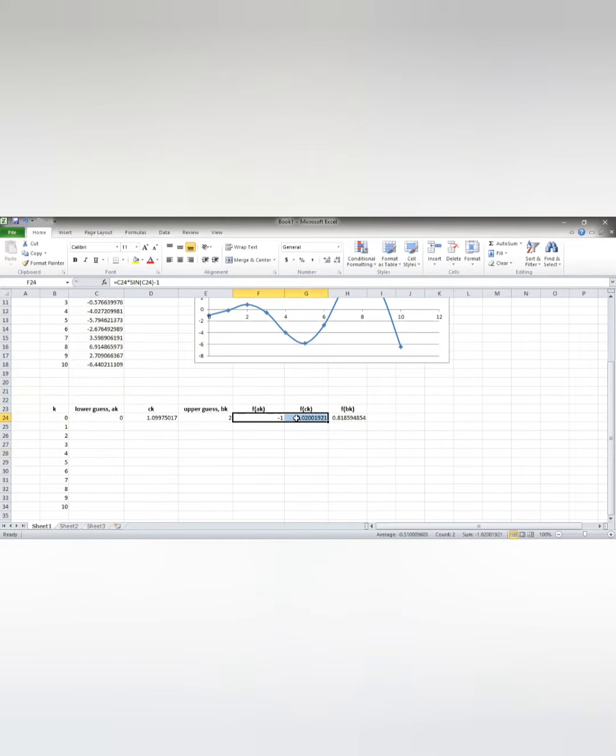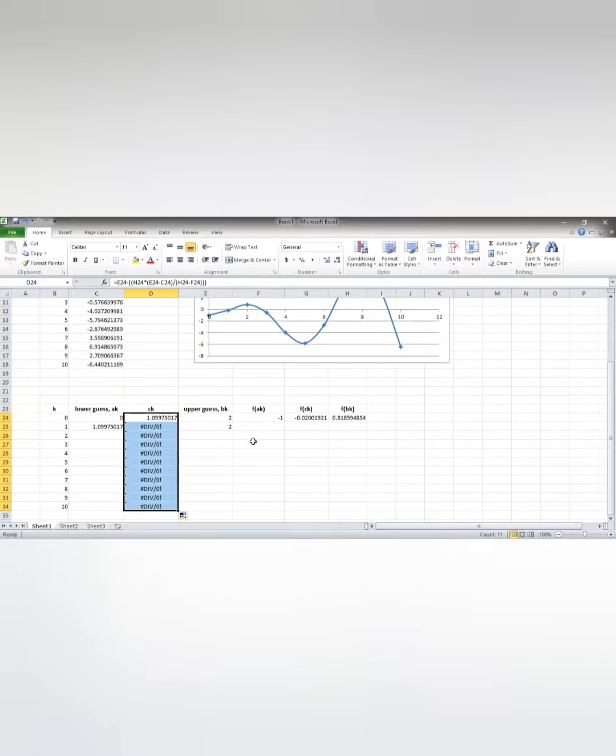So here the function f(a_k) and f(c_k) have the same sign, so we have to check this one. f(c_k) and f(b_k) have opposite signs, so the root lies between these points. So our lower guess will be equal to the value of c_k, and our upper guess will be the value of b. So we have to drag this.